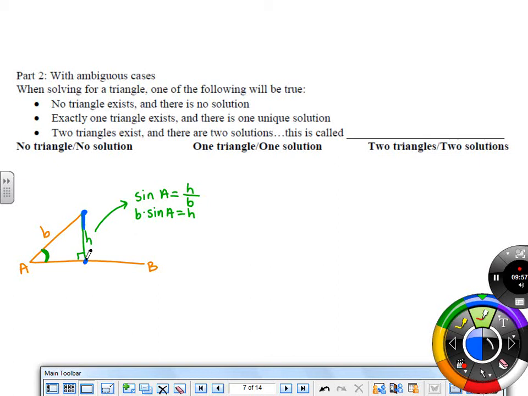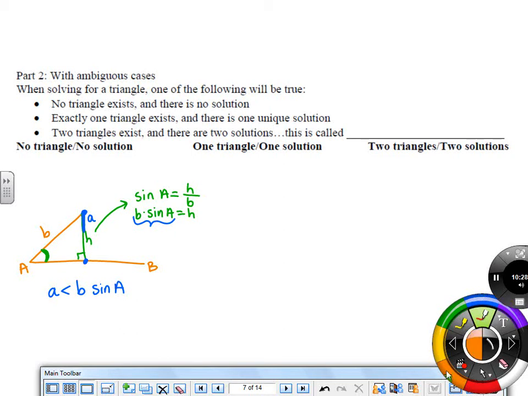So we would know if our side A was less than h, say this was our side A, see how it's too small and it can't make that distance? So if side A is less than the height, now again, the height we defined right here to be B sine of angle A. So if the side across from the angle, that's our A, is less than the other side length times the sine of the angle, we have no triangle, okay?